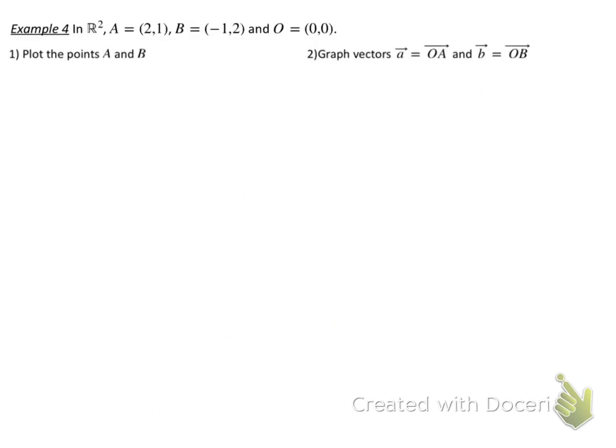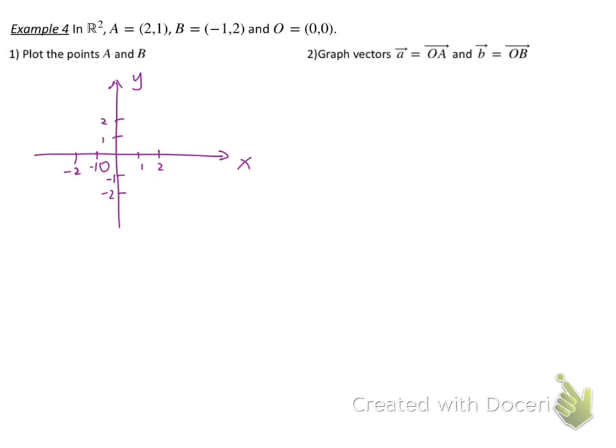Example 4. Now we go back to R2, which is easy to graph. So I give you 2 points, (2, 1) and (-1, 2). And of course, the origin is (0, 0). So first, we are going to plot A and B. Easy, right? We have the xy plane. Here's x, here's y, here's 0, and I give some scale. I only need 2, so positive and negative 2 on each of the axes, and then do I want to mark them? I can. Negative 1, negative 2, 1, 2.